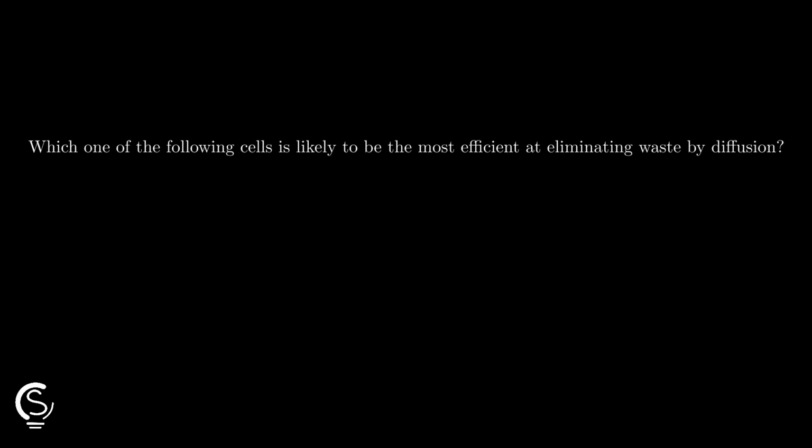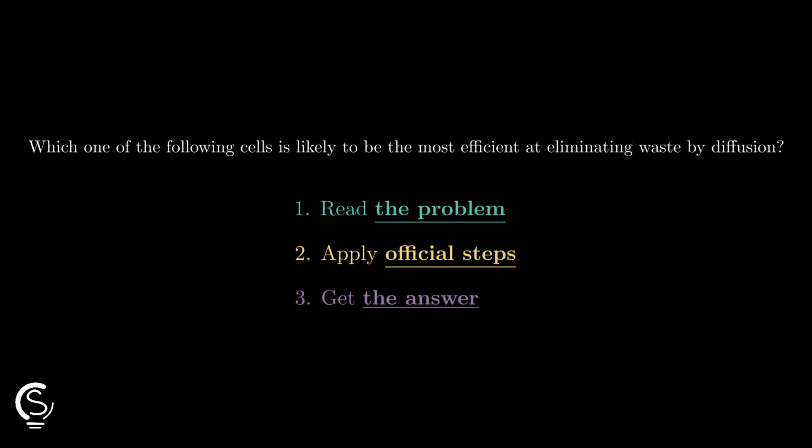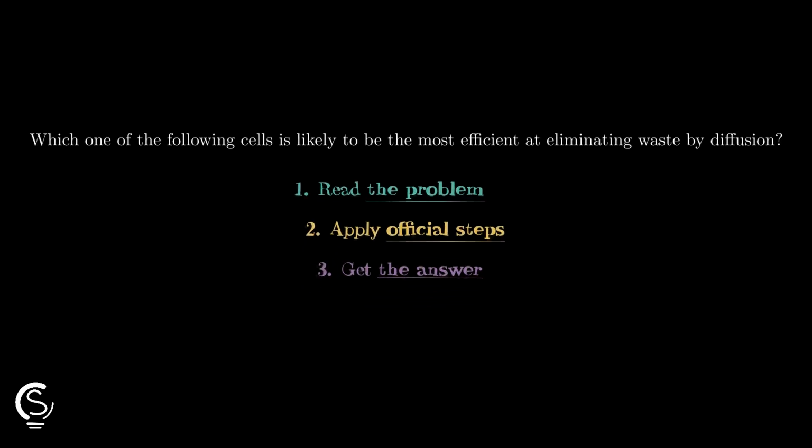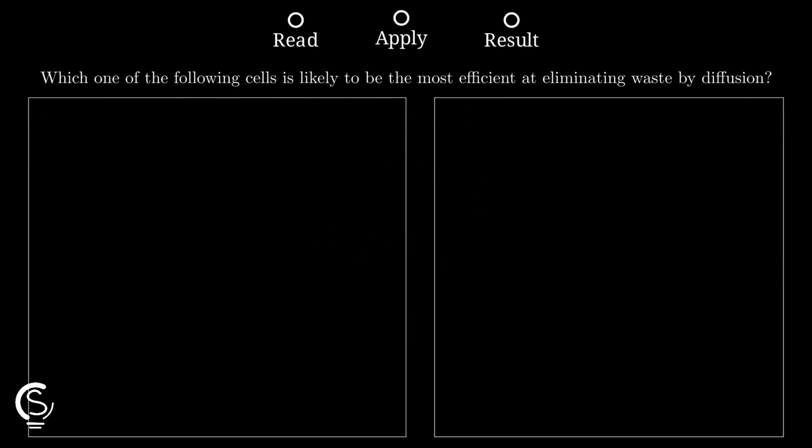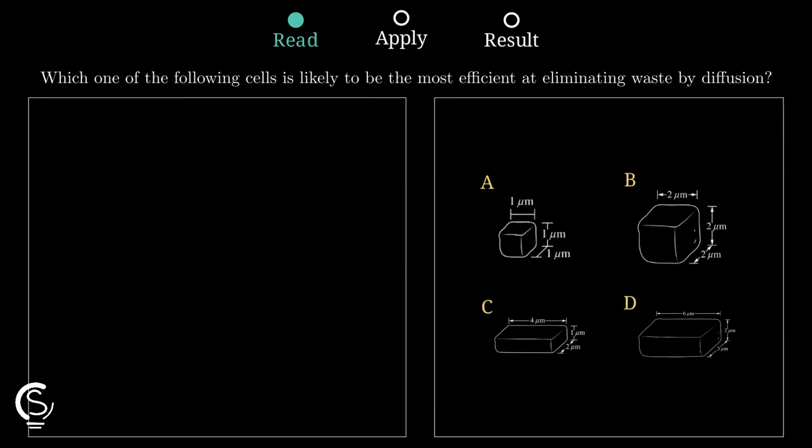I got your back. Biological efficiency depends on surface area to volume ratios, so let's find which cell eliminates waste fastest by diffusion. We will solve this biology puzzle right now. The efficiency of waste elimination in a cell is determined by how much surface area is available compared to its total volume. We need to find the highest ratio here.